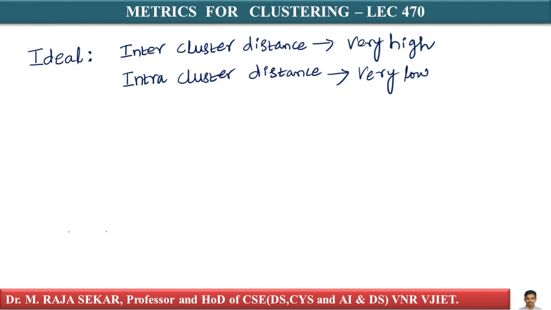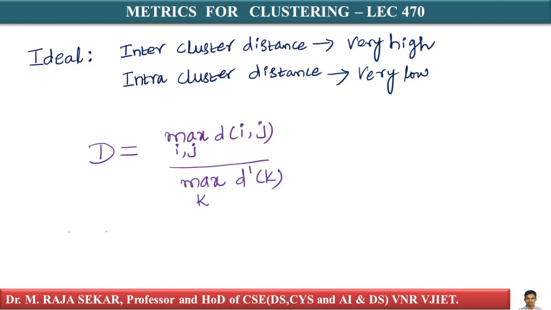There is one metric called Dunn index, often referred to as capital D, which is the maximum over i comma j, where the numerator is dij. Suppose you have k clusters, C1, C2, Ci, Cj, and so on up to Ck. We will try to understand the numerator as well as the denominator. I will explain each of these terms. The first one here is max of i comma j, dij.